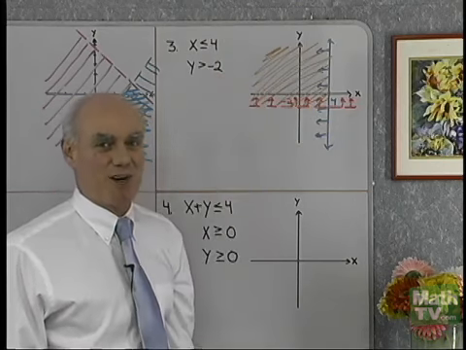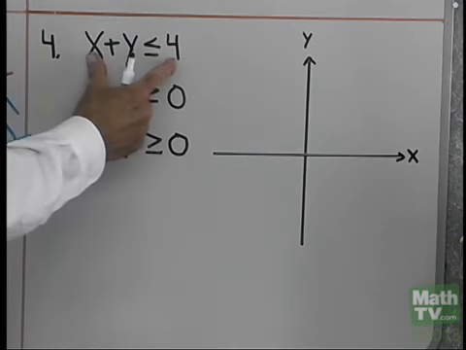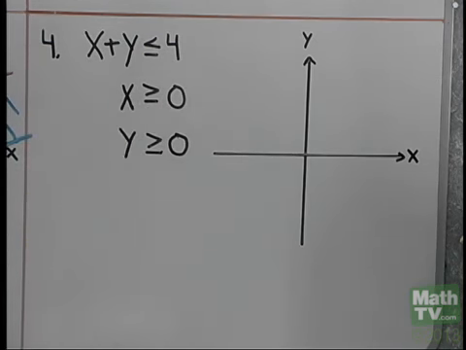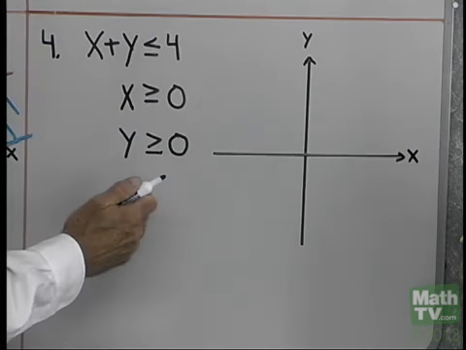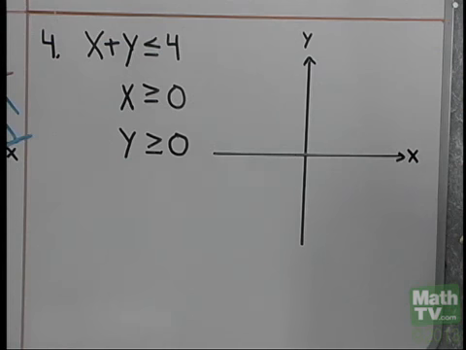Let's try another one of these problems. This time my system consists of 3 linear inequalities in 2 variables. So I'll just go ahead and graph each one of them, and then I'll look for the intersection of the regions, the region that's the intersection of all 3 graphs.